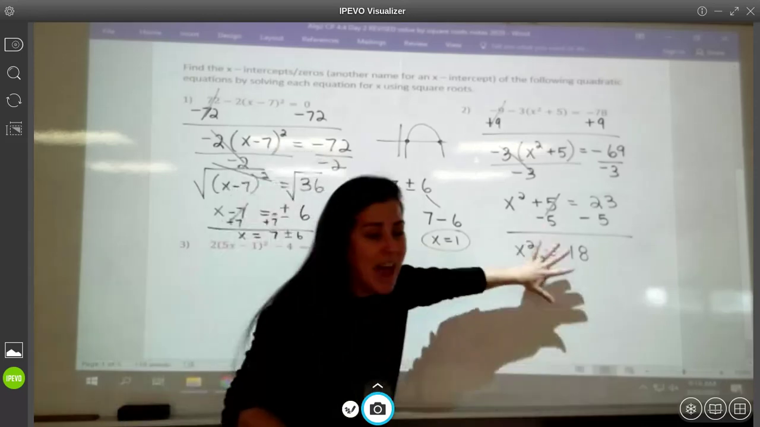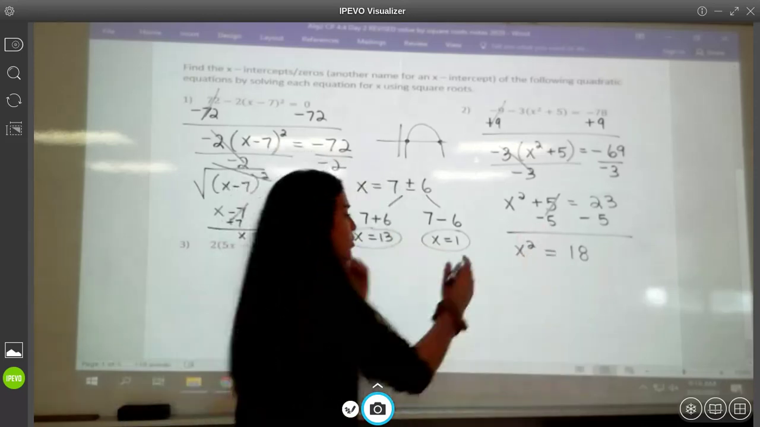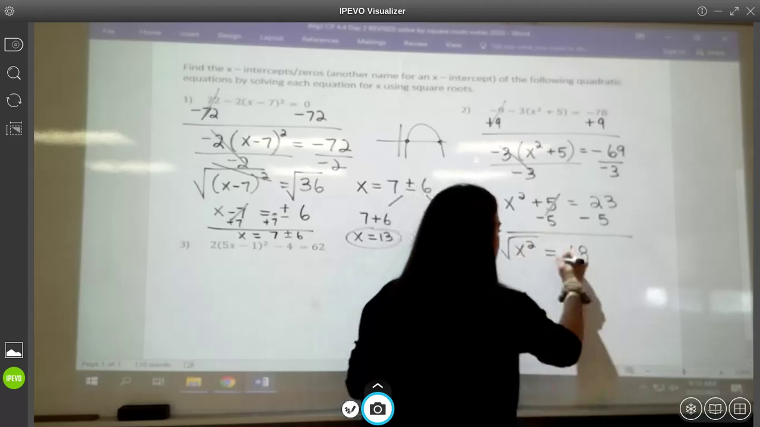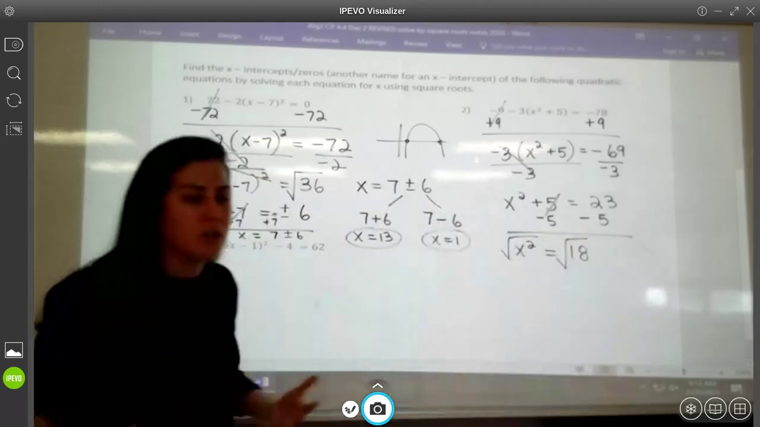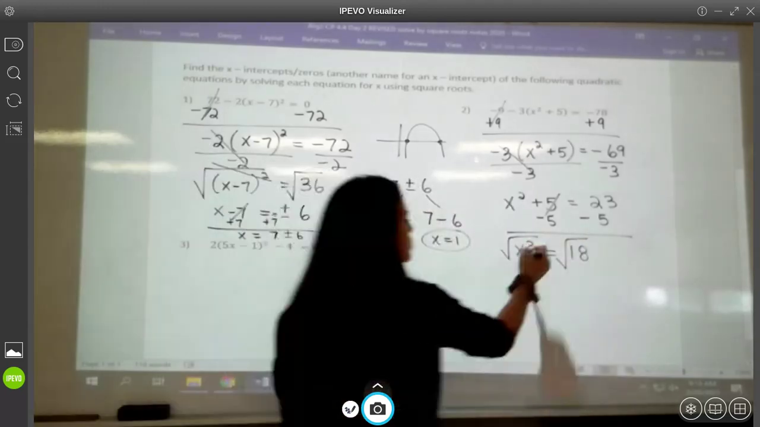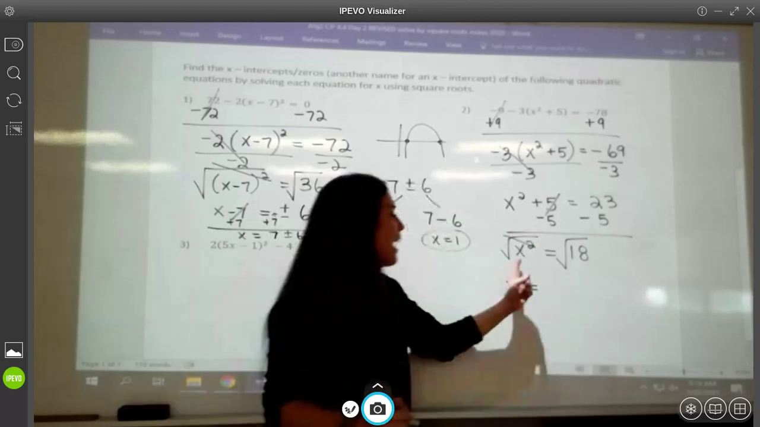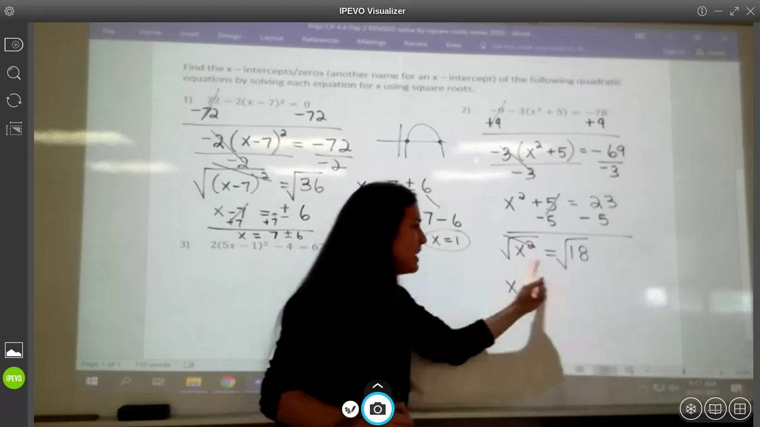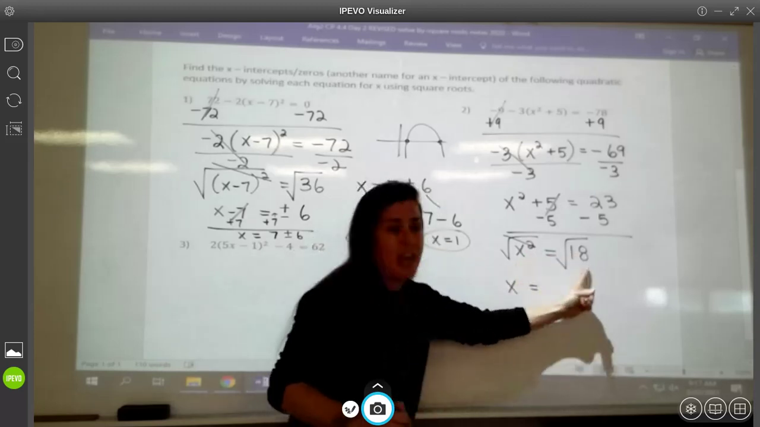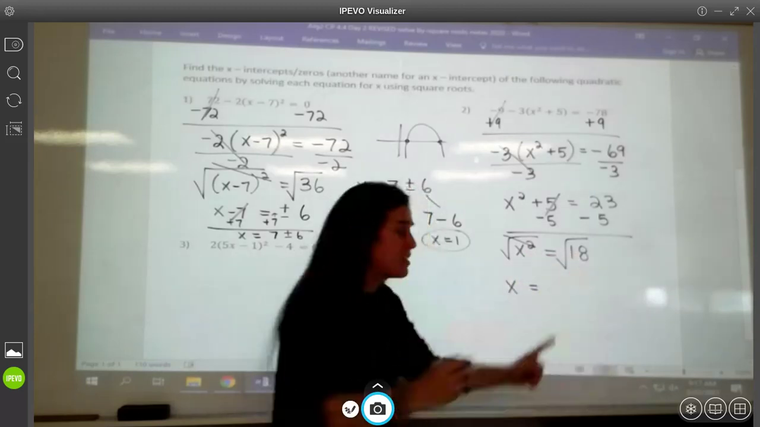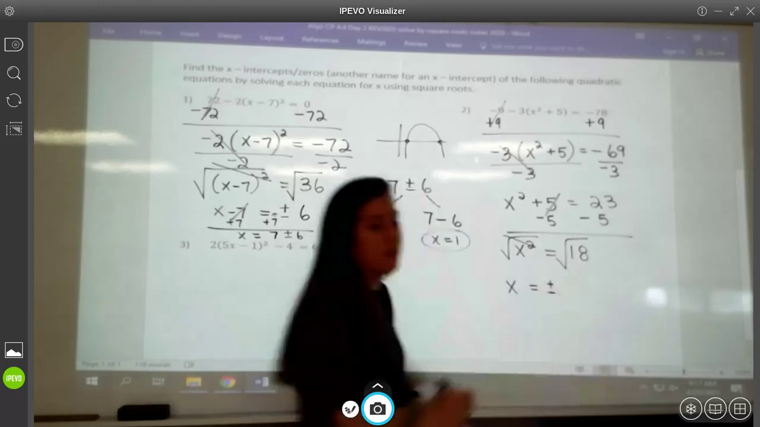So we need the exact simplified answer. Let's take the square root of both sides to figure out what number, when you square it, you get 18. The square and the square root cancel, so I'm left with x. But remember, I could have squared a positive number to get 18, and I could have squared a negative number to get 18. So there are two versions of this answer, the positive number and the negative number.